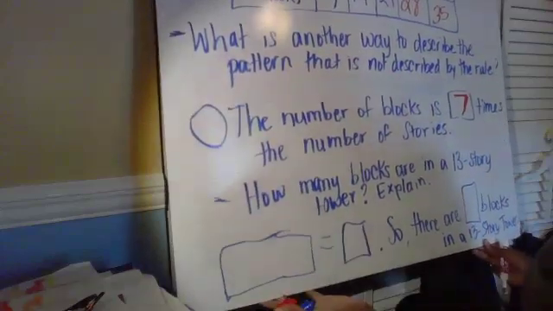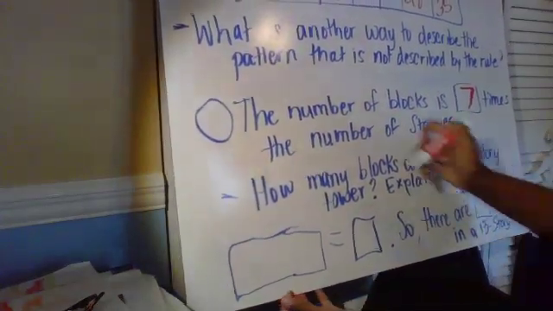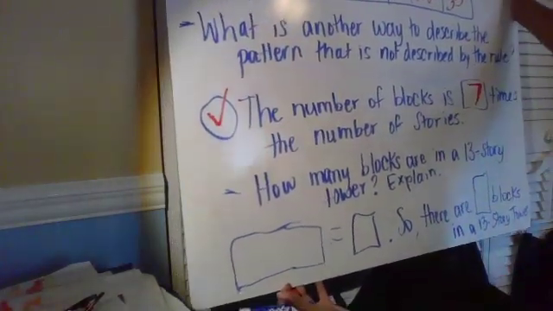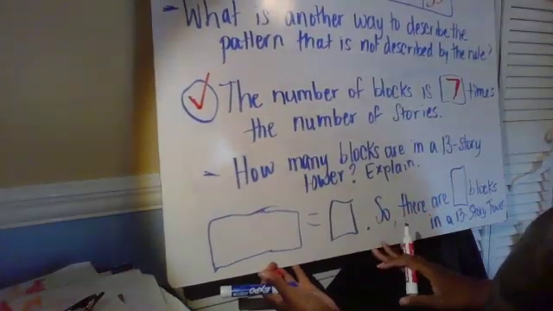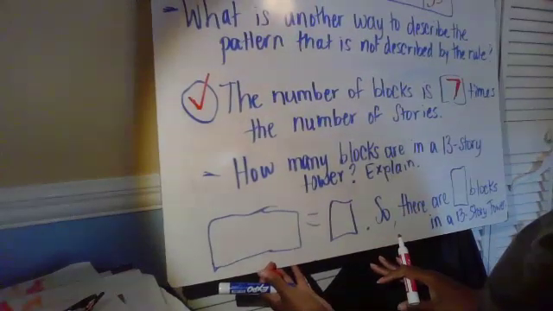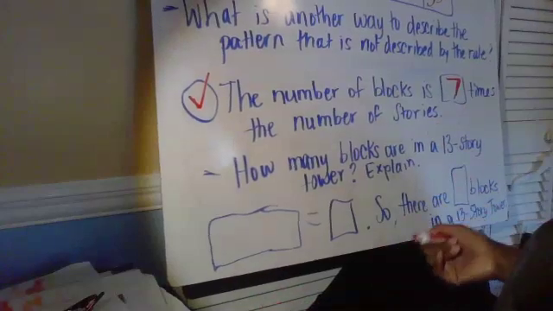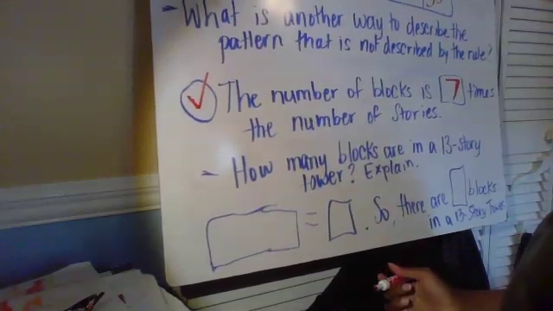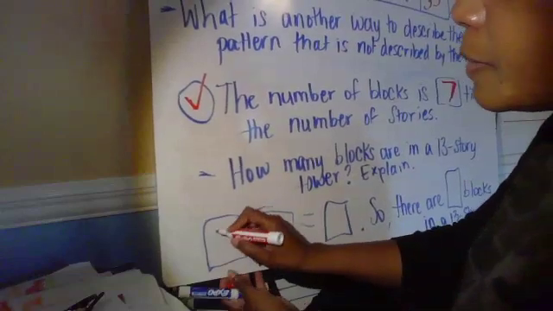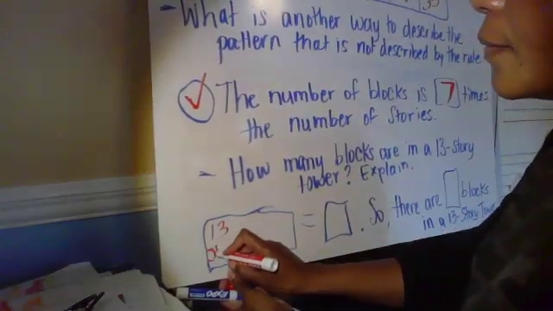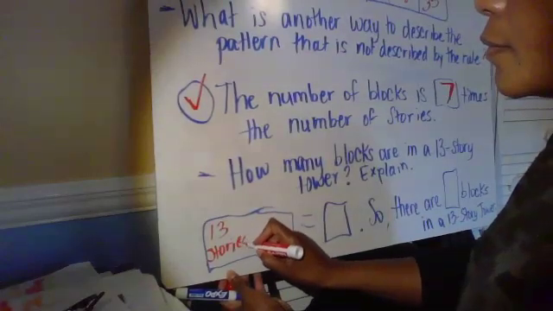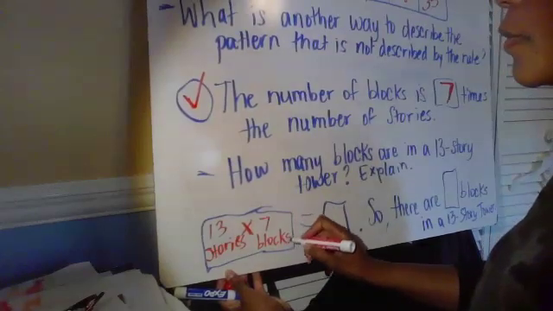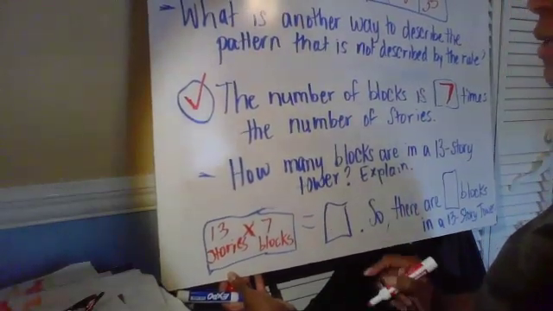Sorry, I wanted to put correct, meaning that this is the correct answer. Now, our last problem on the bottom is literally asking us the question that we circled up top: how many blocks will a 13-story tower have? Now we get to answer it. How many blocks are in a 13-story tower? Explain. What should I do? We said that we needed to multiply. We need to multiply our 13 stories by the 7 blocks. And then once we do that, we get our answer.